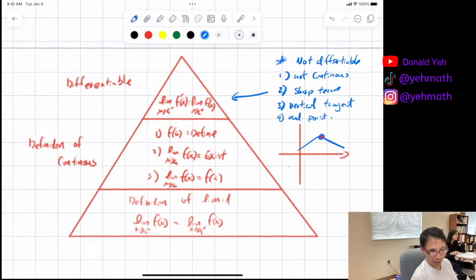Okay. So they are not continuous, sharp turn. A sharp turn is like absolute value. All right, absolute value of x. Vertical tangent. In which kind of situation are you going to get a vertical tangent?